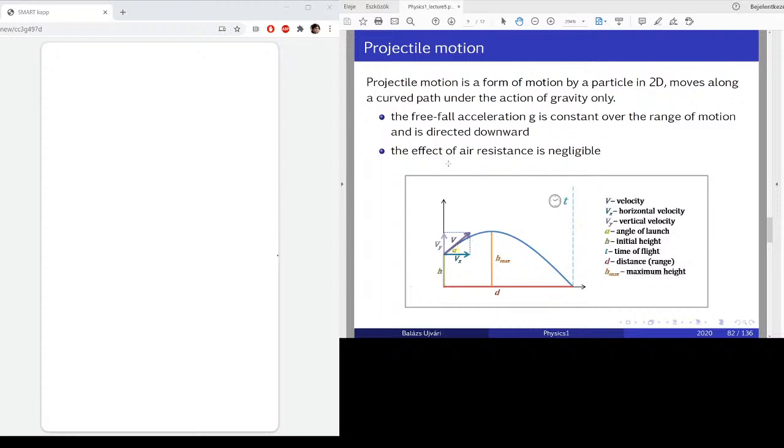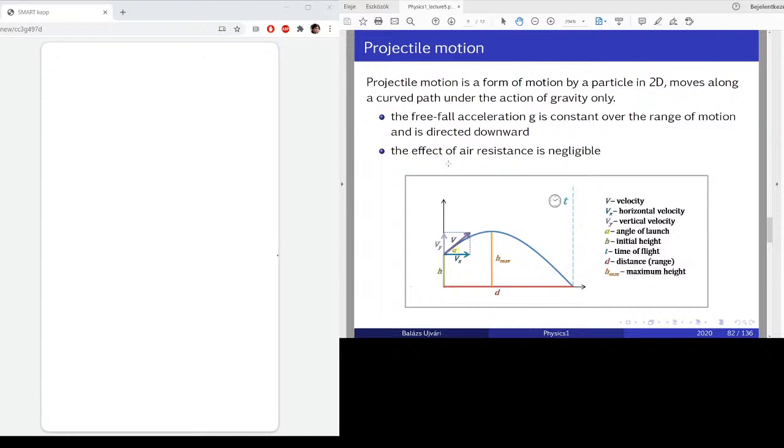Alright, projectile motion. Projectile motion is a very simple motion, not as simple as free fall, but pretty simple. Instead of 3D, we will use only 2D. And in this 2D, we can separate the motion. In the y direction, this is a free fall, and in the x direction, this is a motion with constant velocity. There are two boundary conditions: there is no air resistance, and the acceleration is g, directed downward.